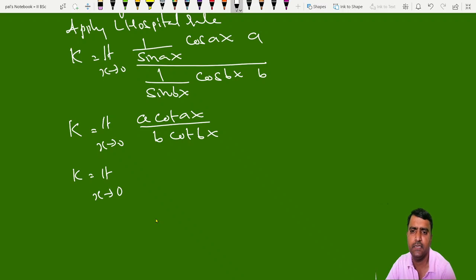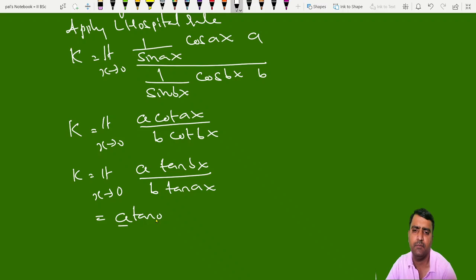x tends to 0, it is a into tan bx by b into tan ax, as cot ax comes to the denominator as tan ax. So now you apply the limit, or you can solve the problem here itself, by using the tan x by x formula, or otherwise you can apply the L'Hospital rule once again. When you apply the limit to this, it is a tan 0 by b tan 0. Tan 0 is 0, and 0 by 0 is indeterminate.